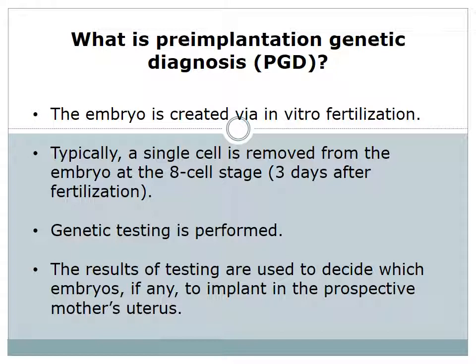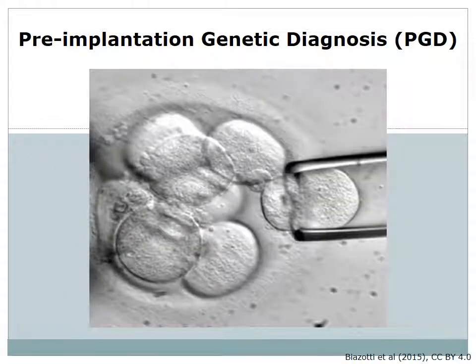Typically what happens is that a single cell is removed from the embryo at the 8-cell stage, which would be 3 days after fertilization. The genetic testing is performed. The results of the testing are used to decide which embryos, if any, to implant in the prospective mother's uterus. This slide is showing you where a cell is being removed from an 8-cell embryo, and this happens at about 3 days after fertilization.